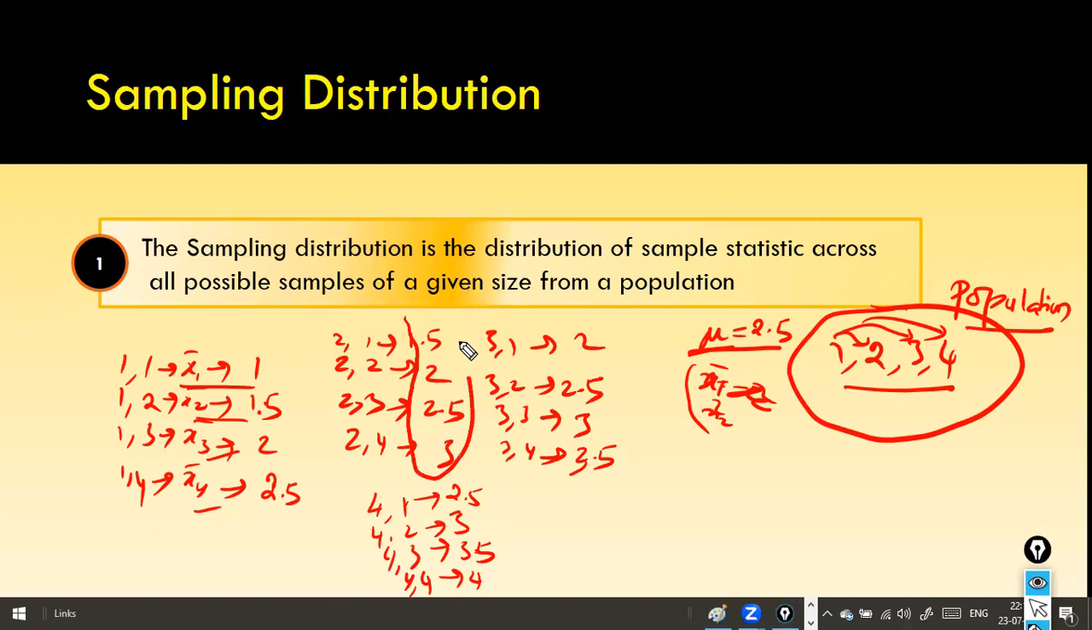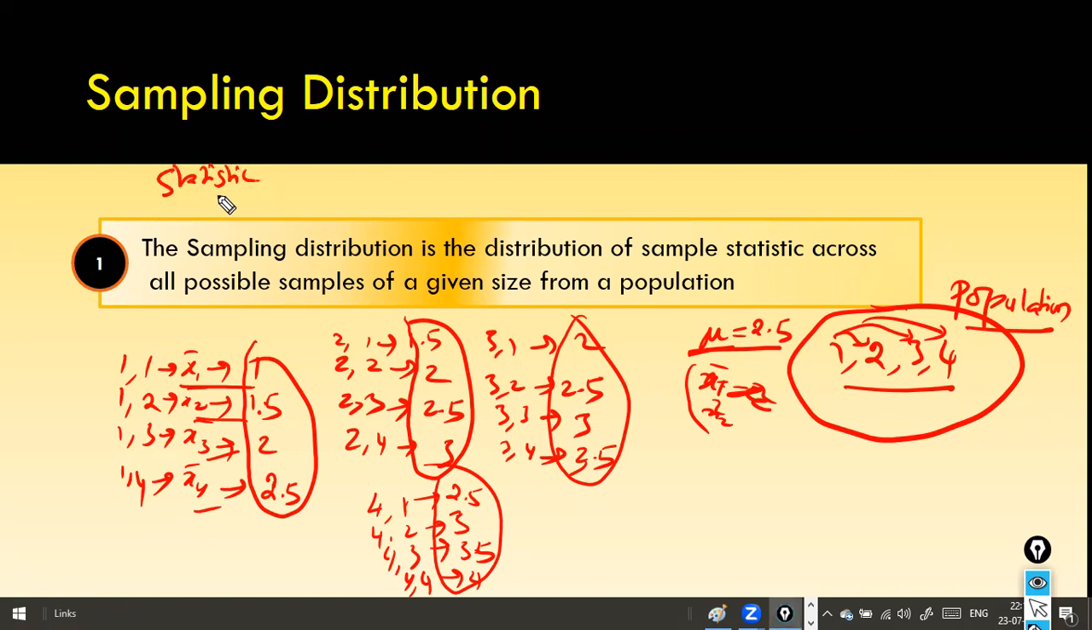The distribution of all these sample means is called your sampling distribution. These are called sample means. The sample means are also called statistics. We discussed statistics earlier. So we have calculated the statistic for each sample, which is the mean in this case. The distribution of these statistics forms the sampling distribution.